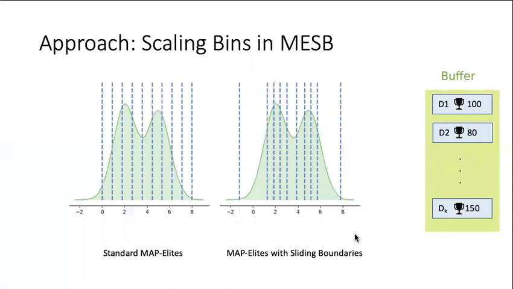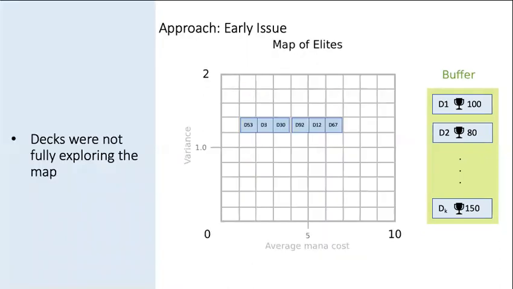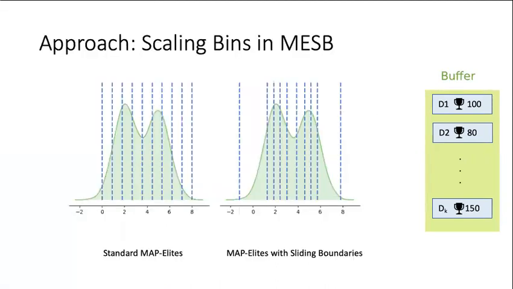And there was another alteration in the way that we were drawing these bins. In this image here, you can see they're uniformly separated, they're the same size, and they're not moving. But this is an image with one behavior characteristic, while we were looking at two behavior characteristics. This one has one, with standard MAP-Elites on the left and MAP-Elites with sliding boundaries on the right.